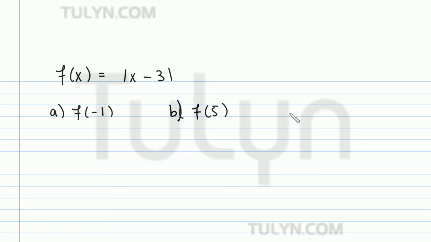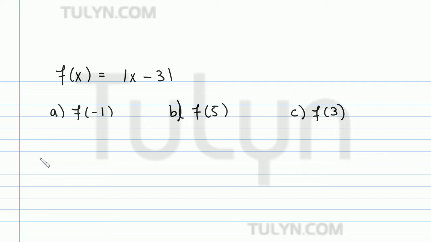So say you're given a function such as this. f of x is the absolute value of x minus 3, and I want you to evaluate the function at -1, at 5, and at 3.